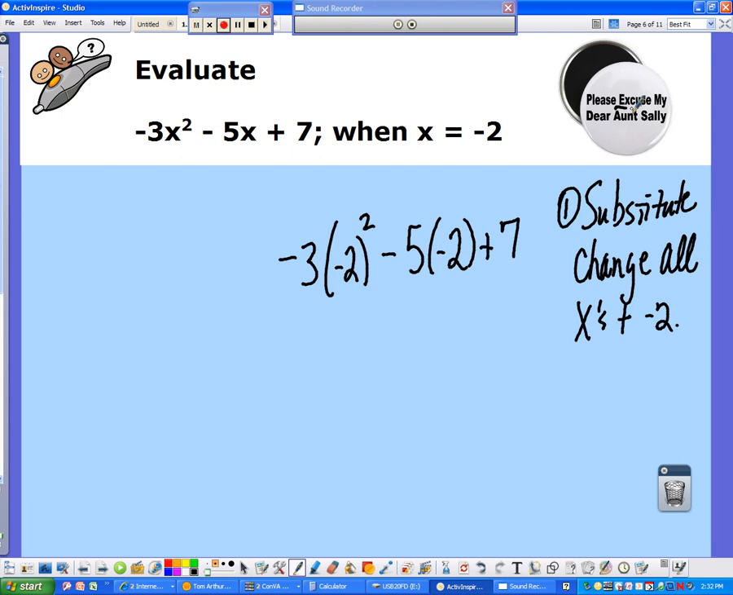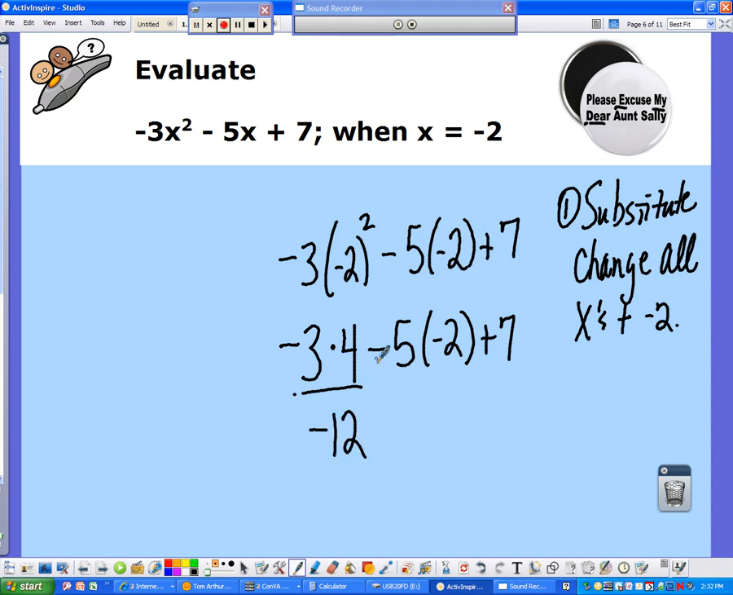So the next thing is exponents. So negative 2 squared gives us a negative 2 times a negative 2, which is 4. So negative 3 times 4, and then we get minus 5 times minus 2 plus 7. And then remember, the M and the D go together, multiply and divide. So we're going to take negative 3 times 4, which gives us a negative 12. The negative here goes with this 5. So we're going to take a negative 5 times a negative 2, which gives us a positive 10 plus 7.